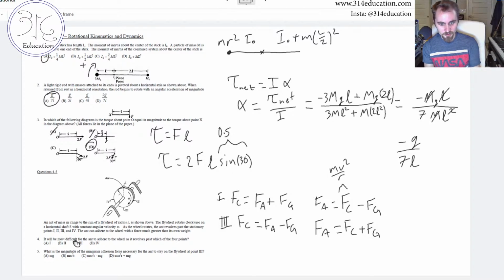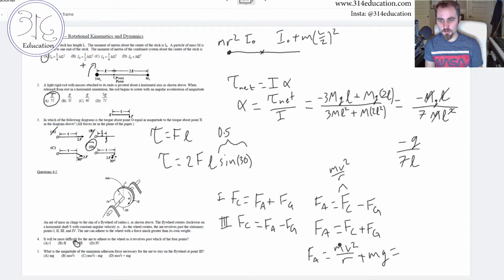And 5, actually, we kind of did 5 on its own here. What is the magnitude of the adhesion force to stay on at point 3? Well, that's just going to be this Fc plus Fg. And in this case, we had that as mv squared over r plus mg. And they would like this in terms of the omega. And so remember, our omega is v over r. So the v squared gives us, v is equal to omega times r.